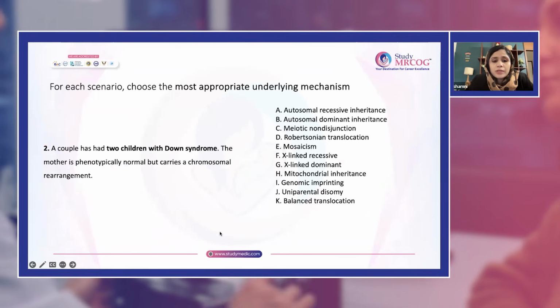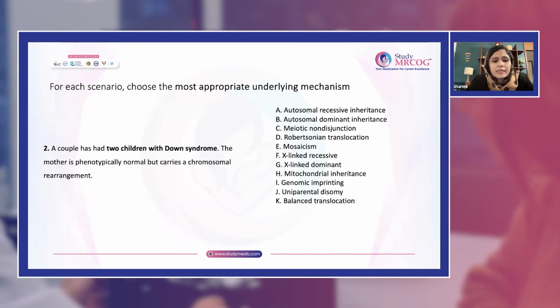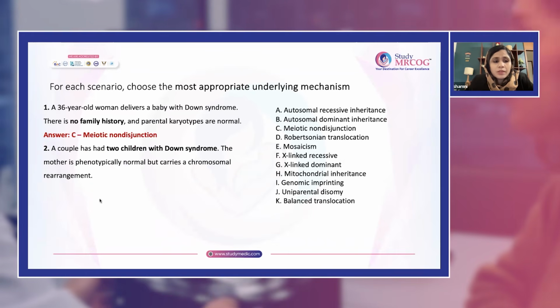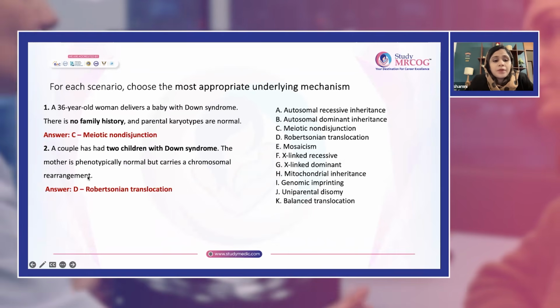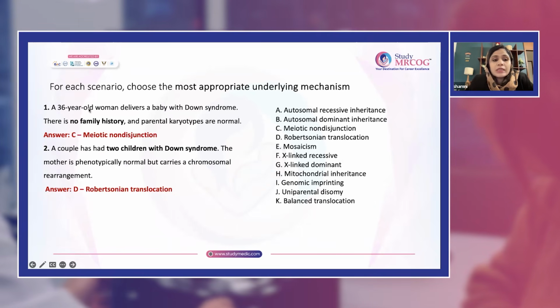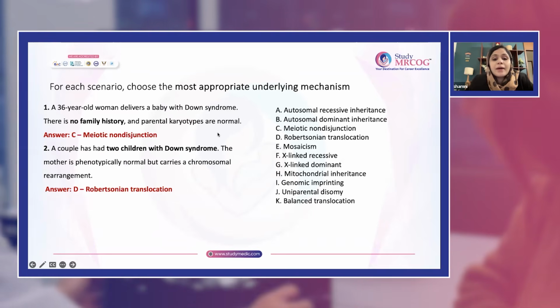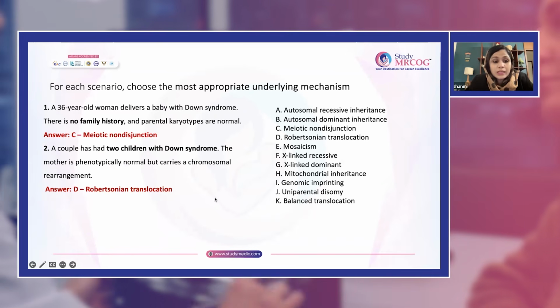A couple has 2 children with Down syndrome. Mother is phenotypically normal, but carries a chromosomal rearrangement. So for this the answer is Robertsonian translocation. And for the first question, a 36-year-old woman delivers a baby with Down syndrome, no family history, and parental karyotypes are normal. So it is going to be non-disjunction. We already discussed this before.